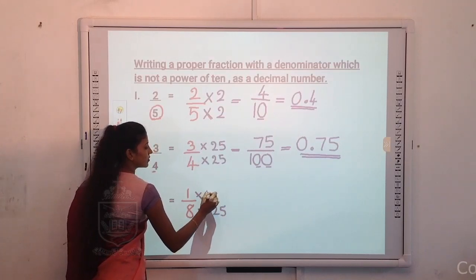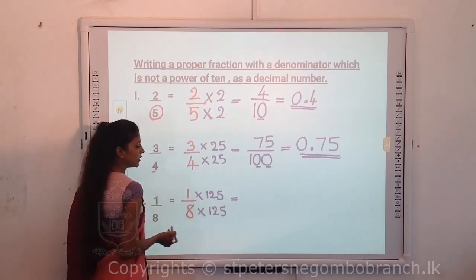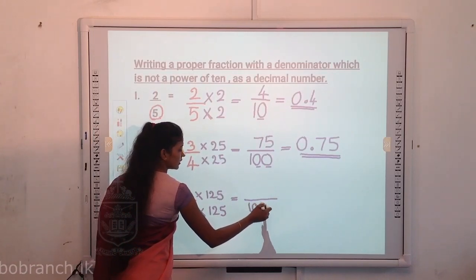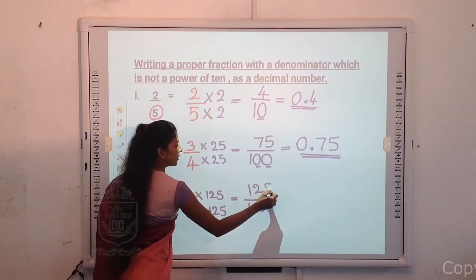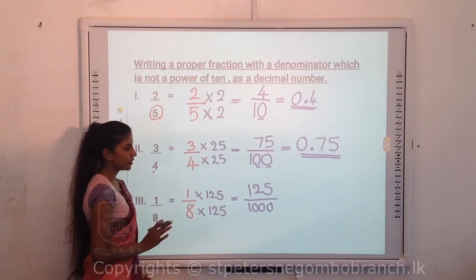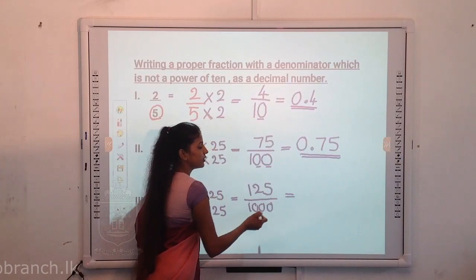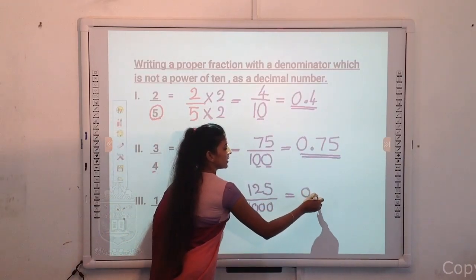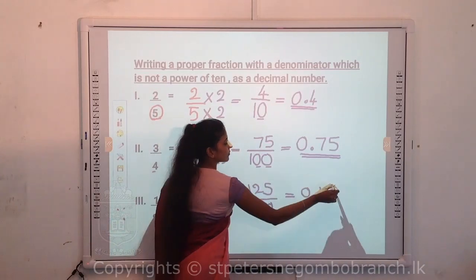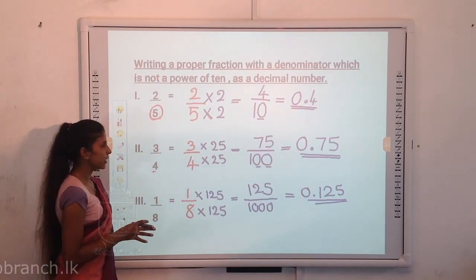Both the numerator and the denominator should be multiplied by the same number. When you multiply by 125, 8 times 125 will give you 1000 in the denominator, and in the numerator you will have 1 times 125, which is 125. Next, 3 zeros, therefore 3 decimal places should be there in the final answer. So we can express this as 0.125, the final answer with 3 decimal places.